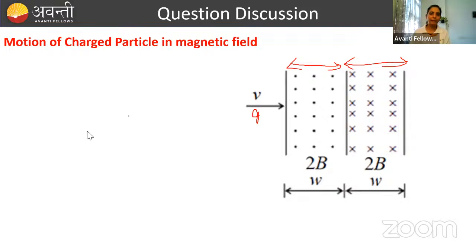How to find it out? Just imagine charge is entering here. Just calculate the force direction at this point. Suppose, let's say it is point A. Okay? Just tell me in the chat box what will be the direction of force here.